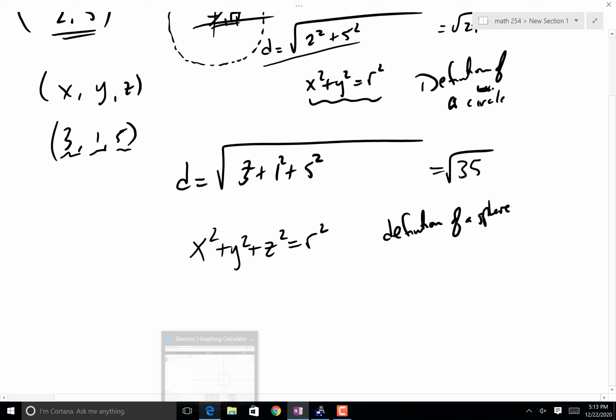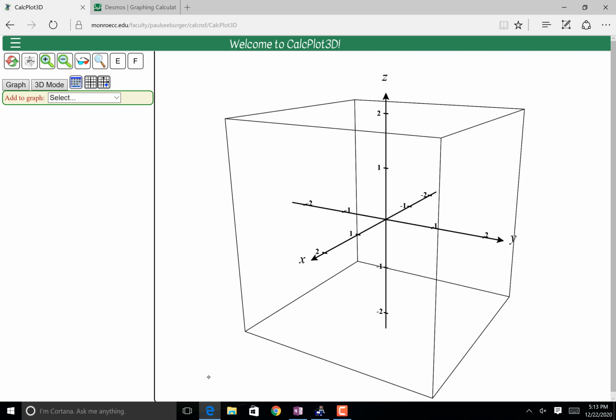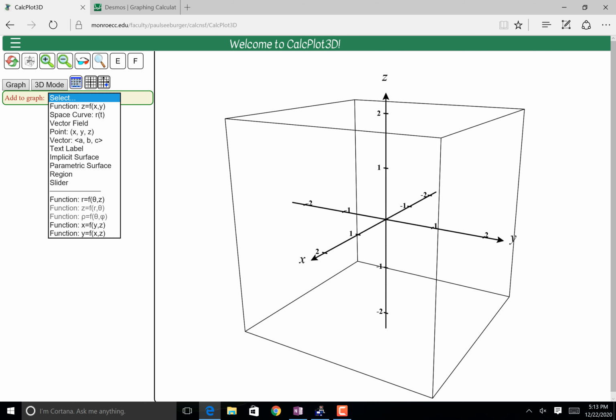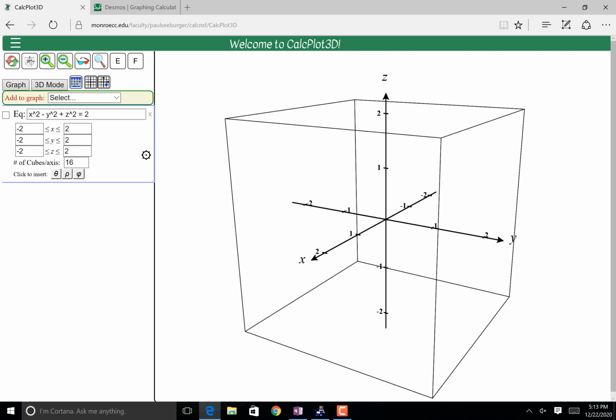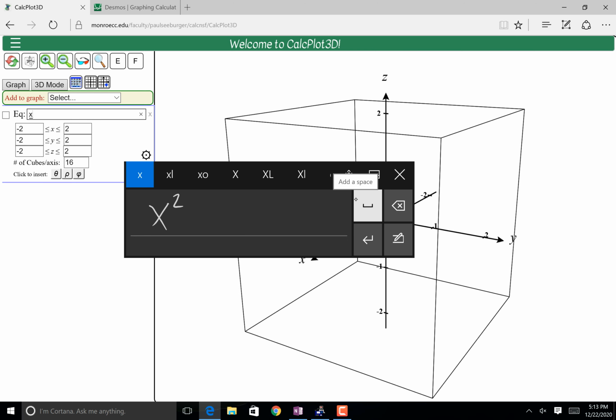I can. It turns out that there's a thing called CalcPlot 3D. It's pretty sweet. We'll be using it a lot, mostly because I have a really hard time graphing without something like this. So if you go to implicit surface, you can delete this, and you can just go x squared plus y squared.